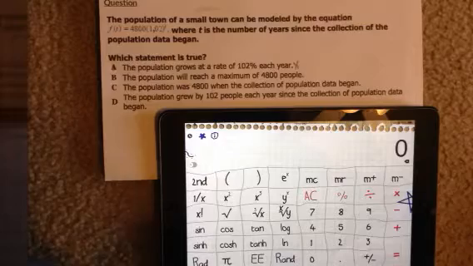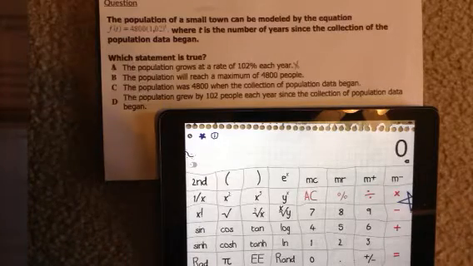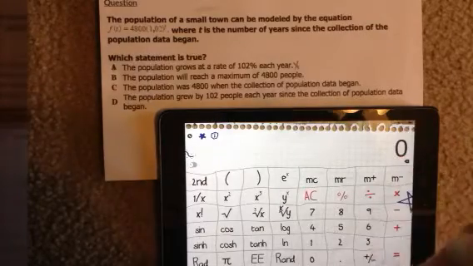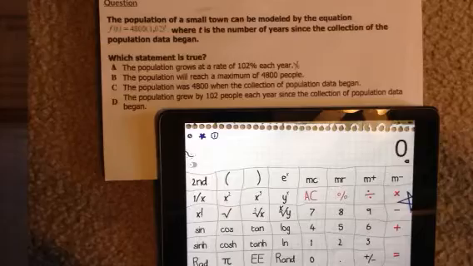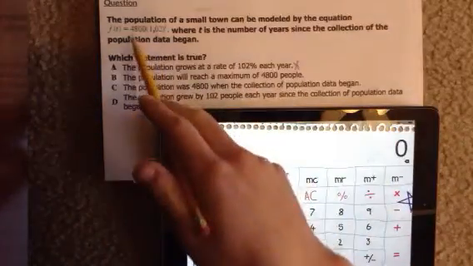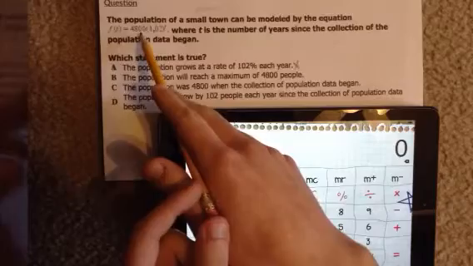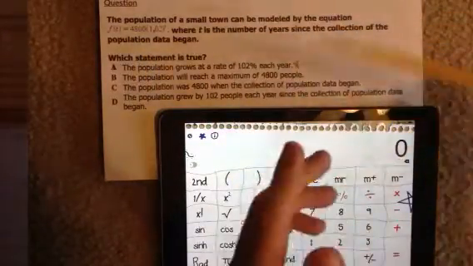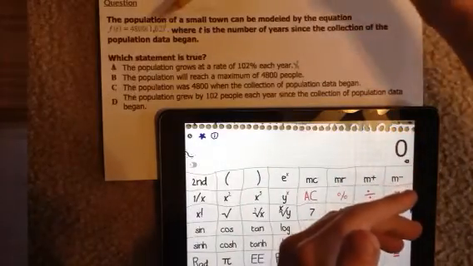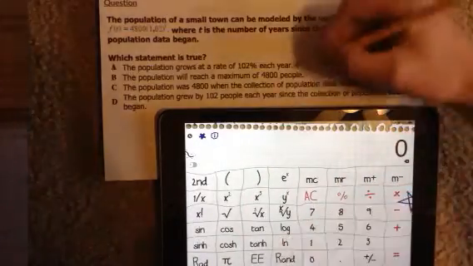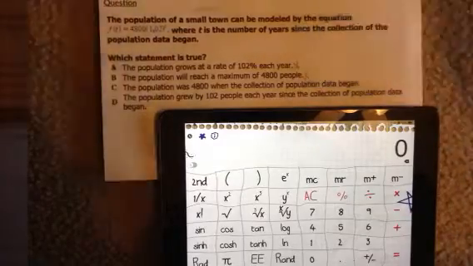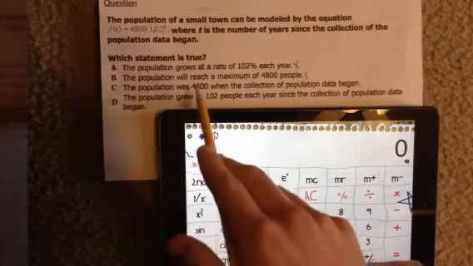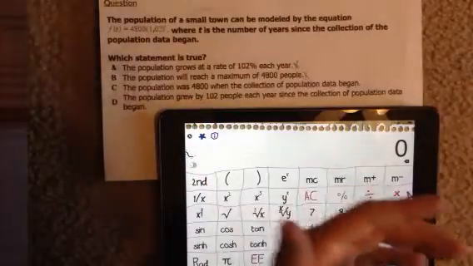Okay, B. The population will reach a maximum of 4,800. We know this one is incorrect because you can't put a cap limit on population. This is not saying that the maximum can be 4,800. It's saying that when the collection of data began, it was at 4,800, which, coincidentally, well, not coincidence, obviously, that's what option C says. The population was 4,800 when the collection of population data began.